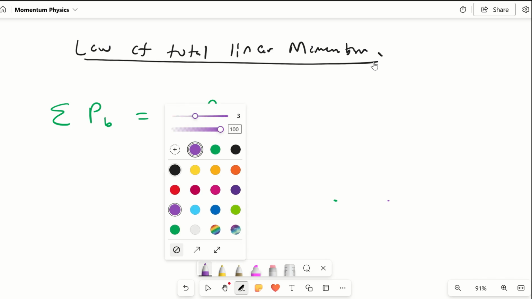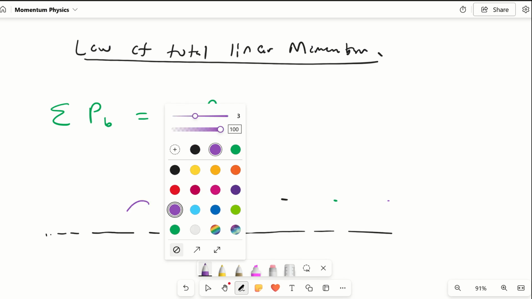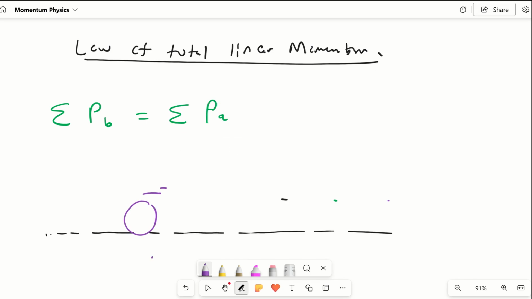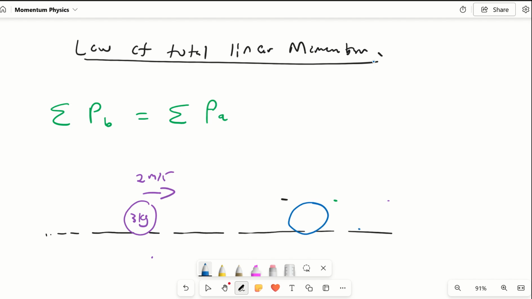let's use moving objects. Let's just say I've got a surface there. Then I've got a tennis ball rolled in this direction. This is of mass 3 kg. It is moving at 2 meters per second. Then I've got another tennis ball. It is 4 kg. It is moving at 5 meters per second. Let us take right as our positive. You can take whichever is your positive.